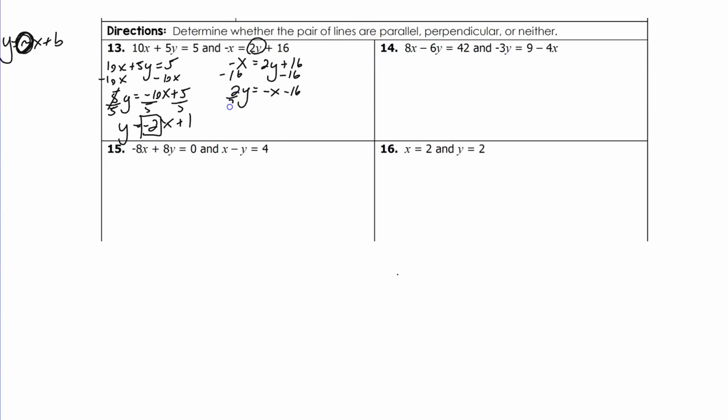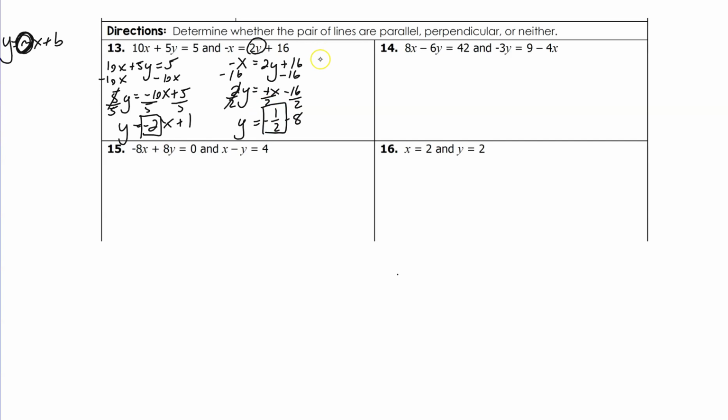Now all I'm going to do is divide by 2, divide by 2, and divide by 2. These 2's go away, leaving me with my y. This is a 1, so that's a -1/2. Right here is going to be -8. So now let's look at our slopes. Our slopes are -2 and -1/2.